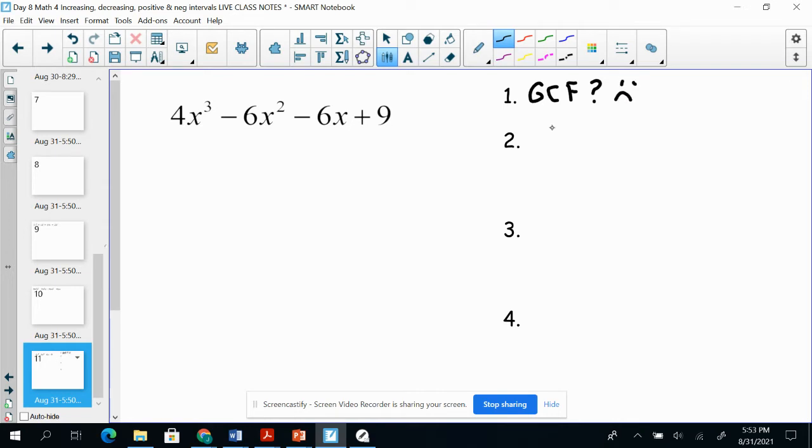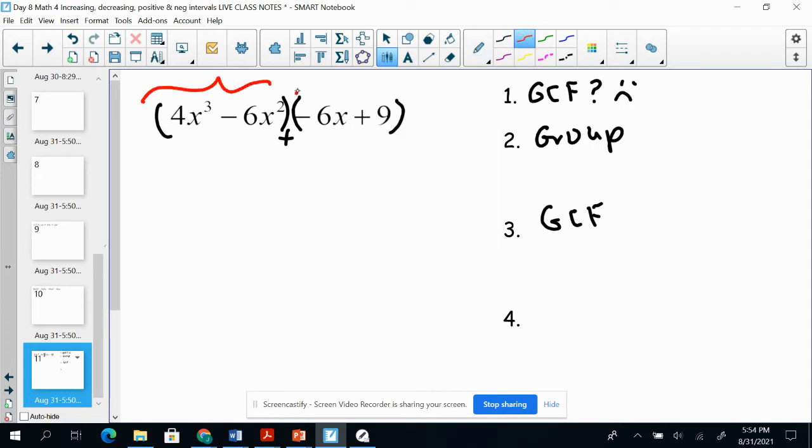Next step, we're going to group the 4 terms. So this guy's going to go here, and then we're going to keep that negative in there. We're going to hold on to those as 2 separate groups, with an imaginary plus in the middle. Now, after we've grouped them, we're going to look for a GCF again. Is there a GCF in each binomial? The one in the front is a binomial, and the one in the back is a binomial, so we're going to look at them separately.